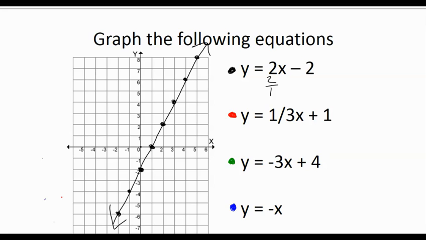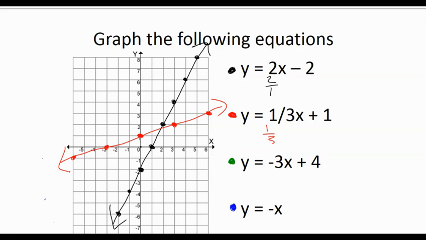So let's look at the next one, the red one here. Y equals 1/3 x plus 1. So 1 is going to be my y-intercept. So I put a point at 1 on the y-axis. Then I'm going to do the slope. The slope is 1/3. So that tells me I'm going to go up 1, right 3. Because remember, the top number's up and down, the bottom number's left and right. Up 1, right 3 again. I can do the opposite. Down 1, left 3. Down 1, left 3. Connect them with a line. And I've successfully graphed the equation.